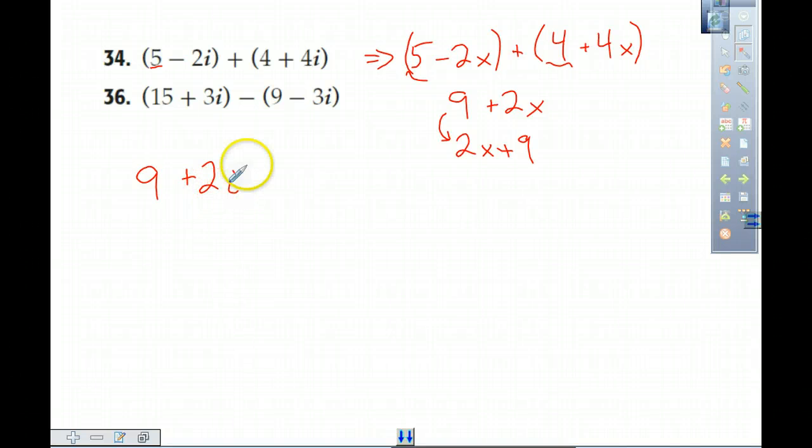Normally we always put the variables in the front, like 2x plus 9. On these, we're actually just going to leave it like that. The real part, then the imaginary part. So it's not too bad. Other than that, same old rules, right?